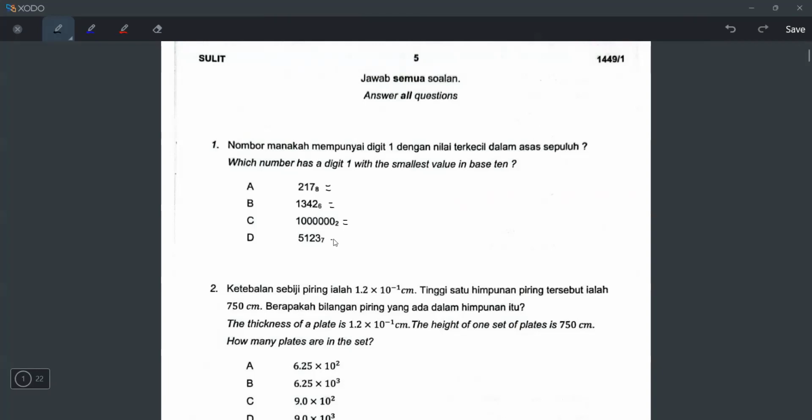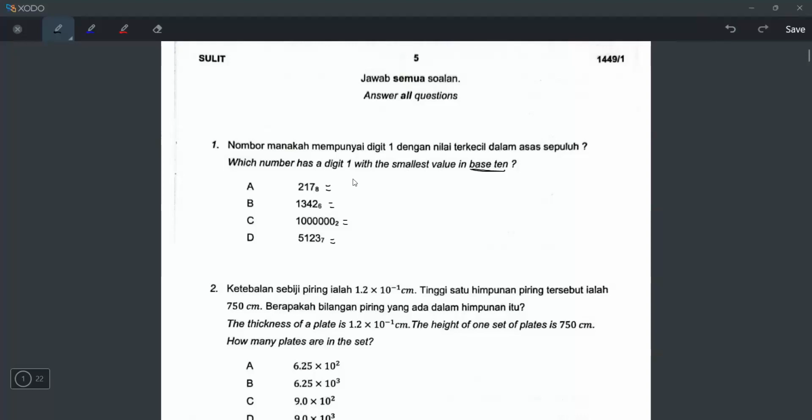To be honest, when I first did this question, I also didn't quite understand what the question means, because the question is kind of confusing. They ask which number has a digit 1 with the smallest value in base 10, but I think what it means is which number has a digit 1 in base 10 and also the smallest value in base 10. But the important word here is base 10. So I think I should change everything to base 10.